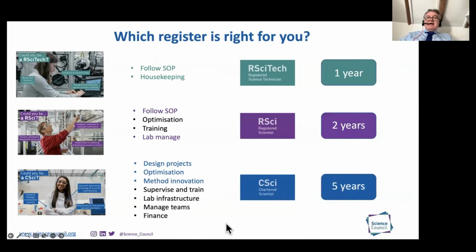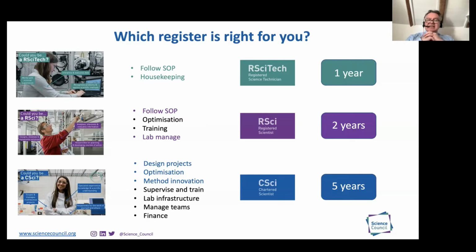But maybe the first thing I should do before I delve into specific examples is just give you a brief overview of the 3 registers, so you're clear how these 3 registers relate to the examples that I'm going to give you of self-reflective practice.